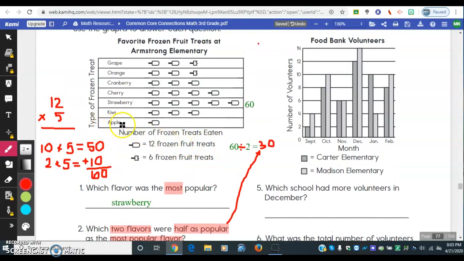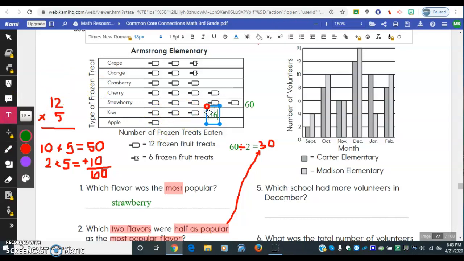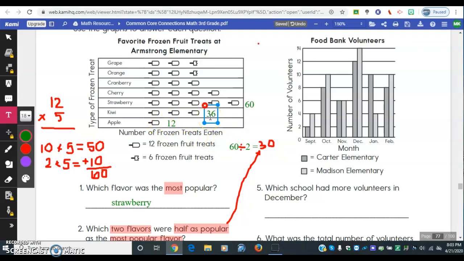Well, I know it's not apple because one frozen fruit pop is 12. And I know it's not kiwi because if I have 12 plus 12 plus 12, I get 36. That's too much. So I'm looking for something in between. Something in between that 1, which is 12, and the 3, because 12 is too little and 3 is too much. Well, the 2 flavors that have more than 1 frozen pop but less than 3 whole ones are right here, grape and orange. We know that 1 is 12.